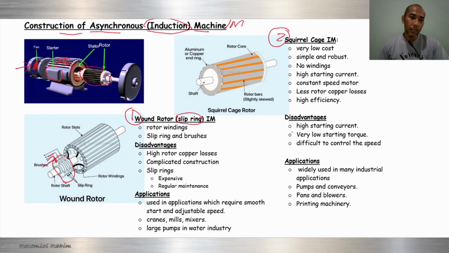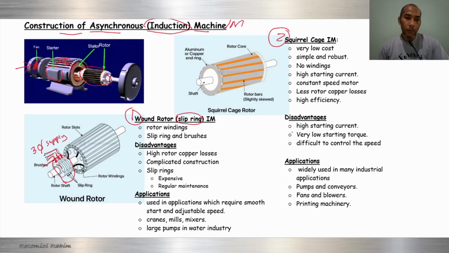The external part is the three-phase winding, the three-phase supply. For three-phase, it means there are three slip rings and three brushes. Each brush or each slip ring carries one supply, one phase. That's why it is called a slip ring induction machine.